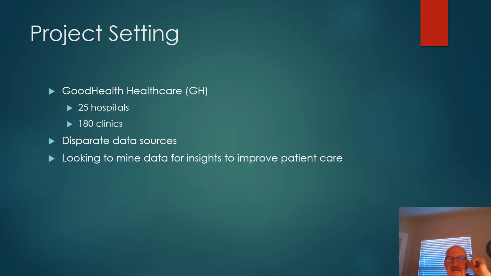So the project setting was for an imaginary company called Good Health Healthcare, GH, and they supposedly have 25 hospitals and 180 clinics, which would be widely dispersed, and because of that dispersion, there would be disparate data sources. So they're looking to mine data from those disparate data sources for insights to help improve GH patient care.